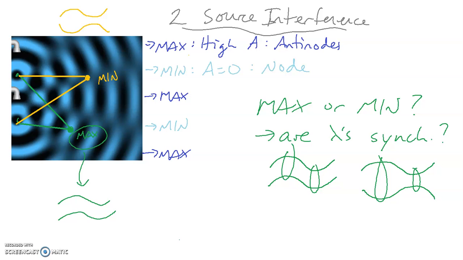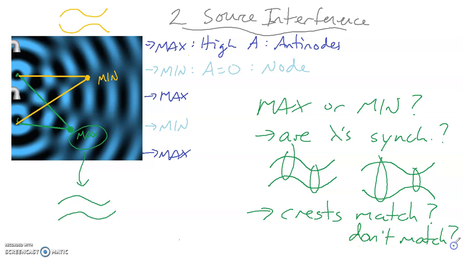What you want to know is, do the crests match up? Are the crests matching? Because that would give you a maximum. Or do they not match? That's what we're looking at. Are you in crest on crest, or are you in crest on trough from those two sources? Because that's what's going to dictate whether or not you're going to have a high wave or a low wave.